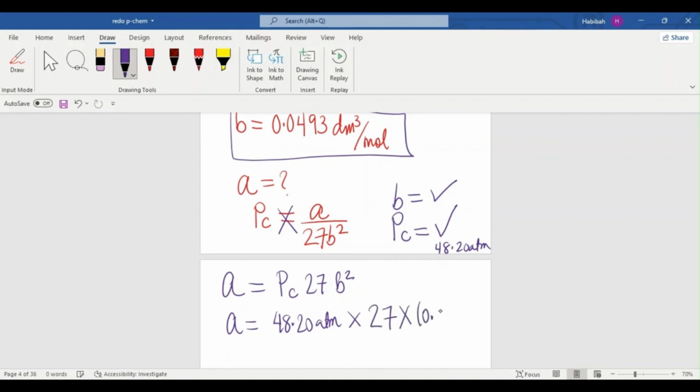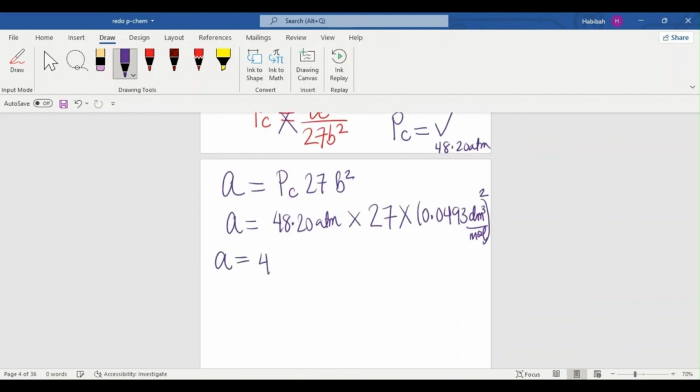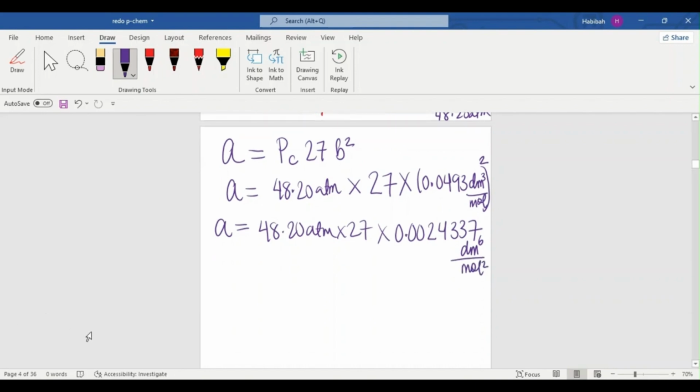So that would be 0.0493 decimeter cube per mole, all squared. When we do this, I'm going to square this one over here. You have A equals 48.20 atmospheres times 27 times 0.0493 decimeter cube per mole, all squared, which is just going to give you 0.0024337 decimeter raised to the power of 6 per mole squared. So of course you just multiply everything.